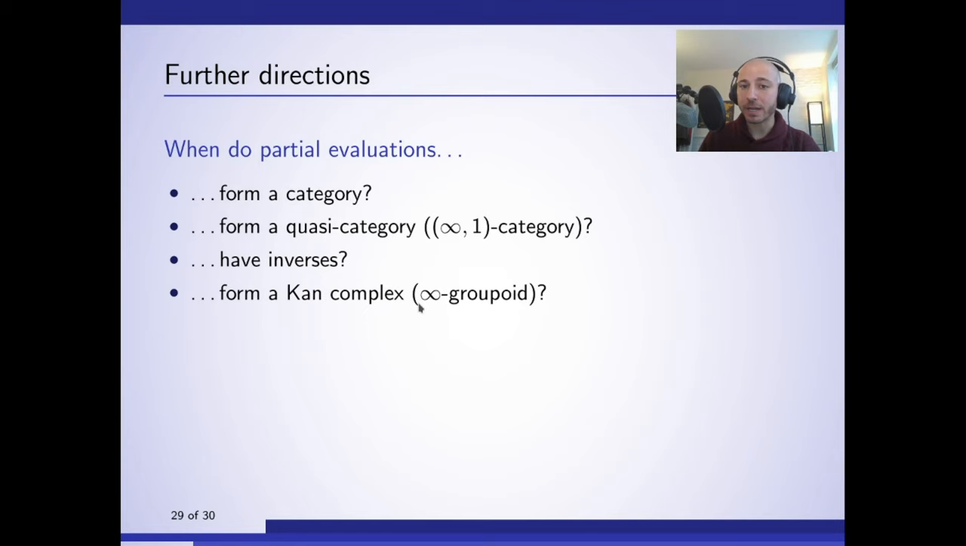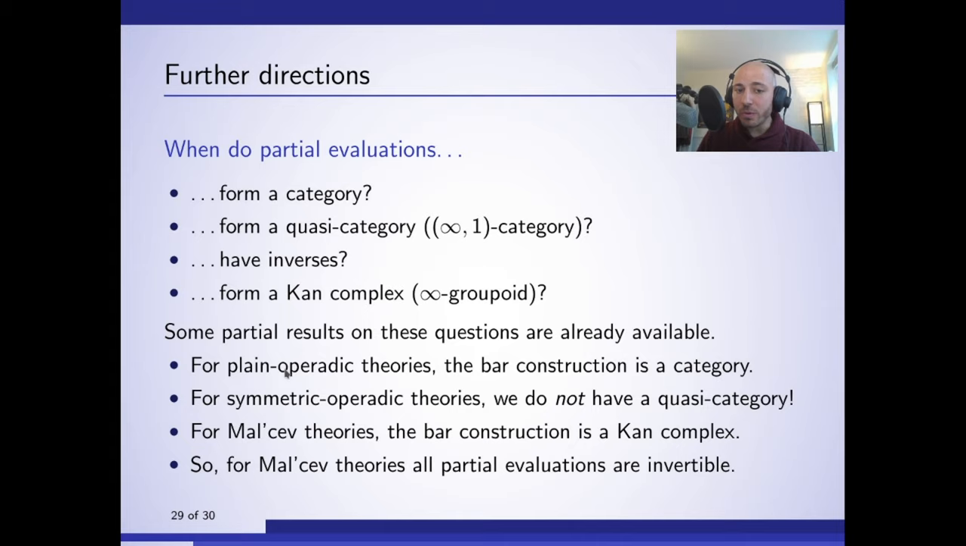So we have partial answers. First of all, it's known that for plane operadic theories, the bar construction is the nerve of a category. So that is a partial answer to when they form a category, for plane operadic theories. Now, one thing that one may wonder is, for symmetric operadic theories, we have this weakly Cartesian composition. Do we have a quasi-category? The answer is no. The answer is surprisingly no. We were surprised, but it makes sense. The structure is weaker in a different way that's kind of orthogonal to quasi-categories. So we're actively working now on how this differs from the nerve of a category, and it's not a quasi-category in general. We have counterexamples.